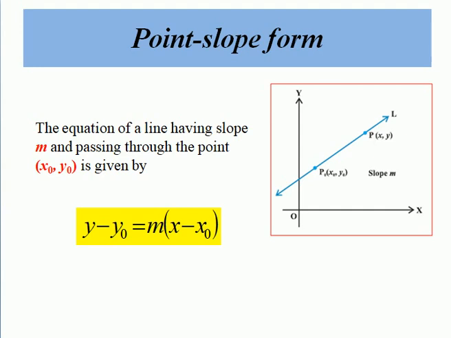The point slope form. The point slope form of a straight line is defined by the equation y minus y naught equals m times (x minus x naught), where (x naught, y naught) is the point that lies on the straight line and m is the slope of the straight line.